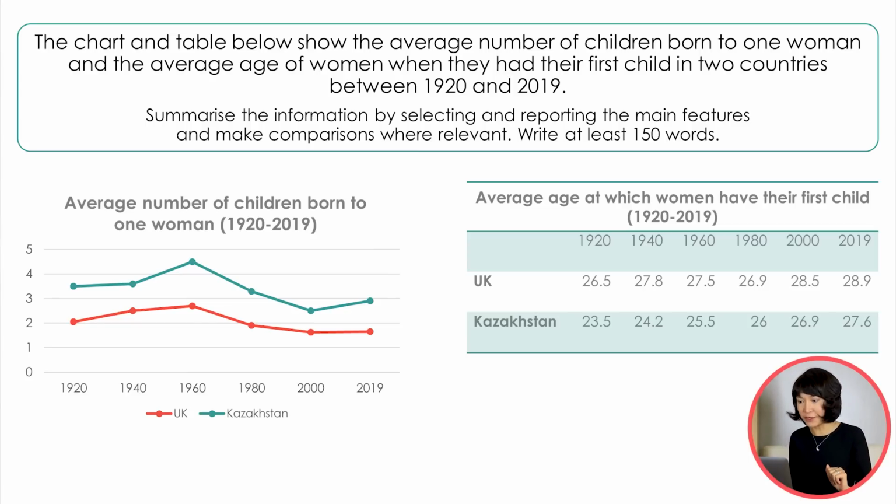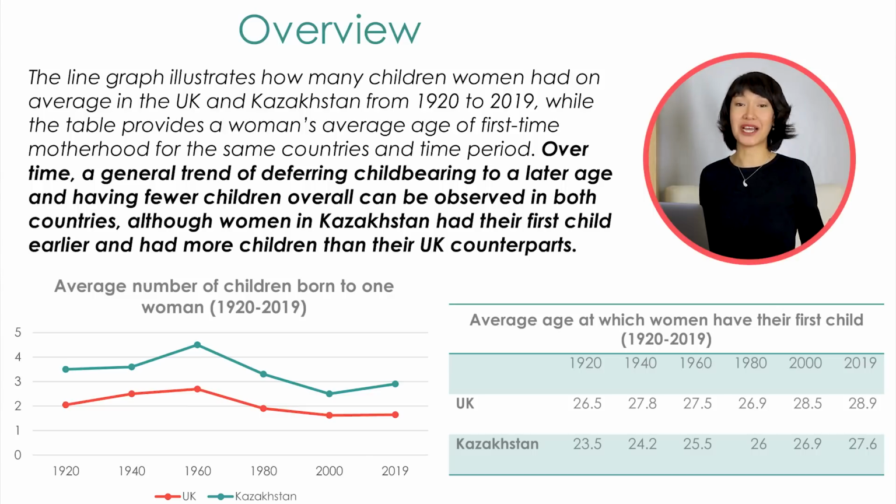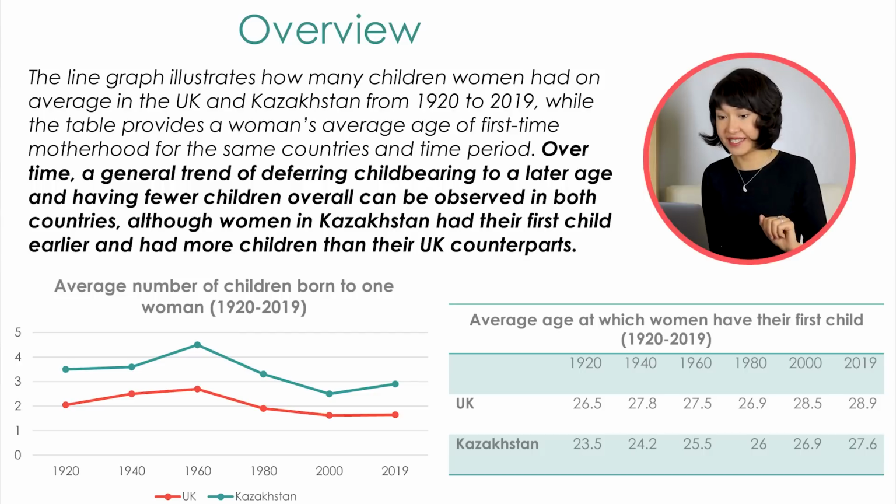Let's write the overview. Over time, a general trend of deferring childbearing to a later age and having fewer children overall can be observed in both countries. Although women in Kazakhstan had their first child earlier and had more children than their UK counterparts. This is my overview. Some of the vocabulary here is quite fancy.